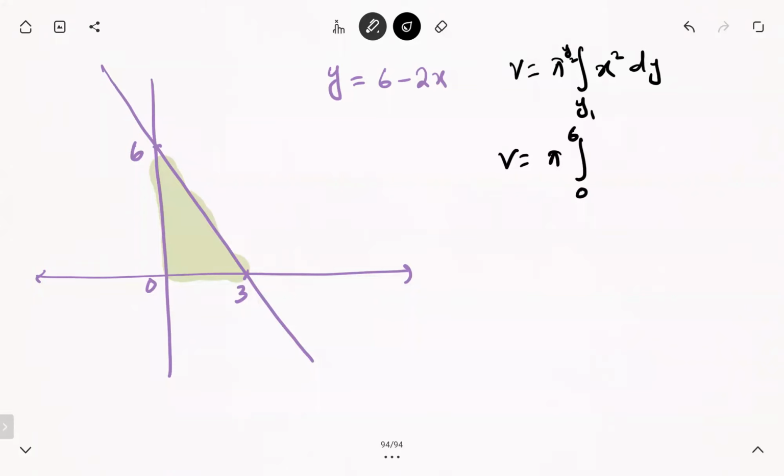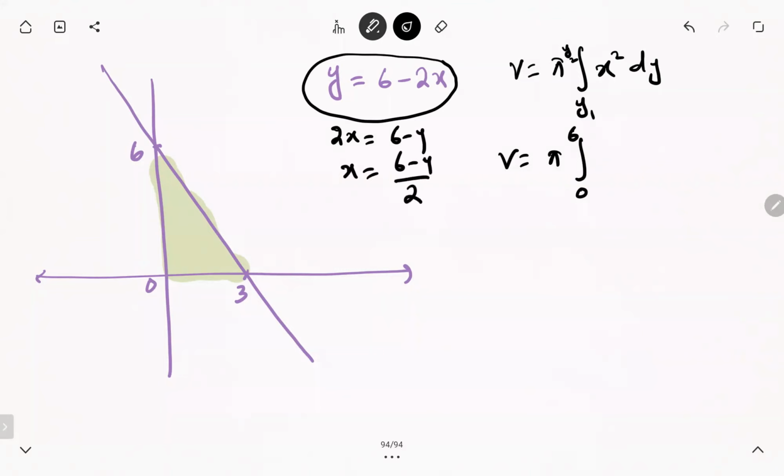G. This time it's x square. From this equation, now you need to make x subject first. If you make x subject, 2x is equal to 6 minus y. So x is equal to (6 minus y) over 2. So you have made x subject, you need to put (6 minus y) over 2, and there is the x square, so square dy. Everything will be same.